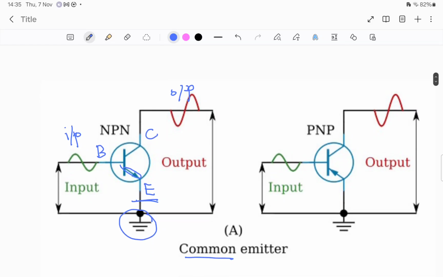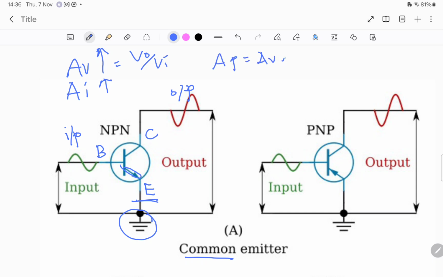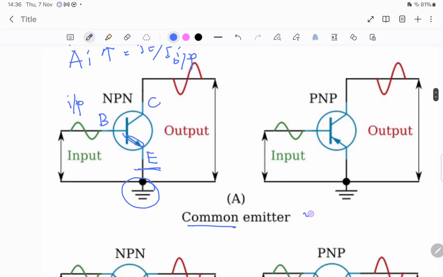Okay, for common emitter, dia ada AV ke dia ada AI? AV high, AI pun high. Dia ada both. AV is V out over V in, AI is I out over I in, so AP equals AV darab AI. That is why common emitter is the most general one, yang paling biasa orang guna.